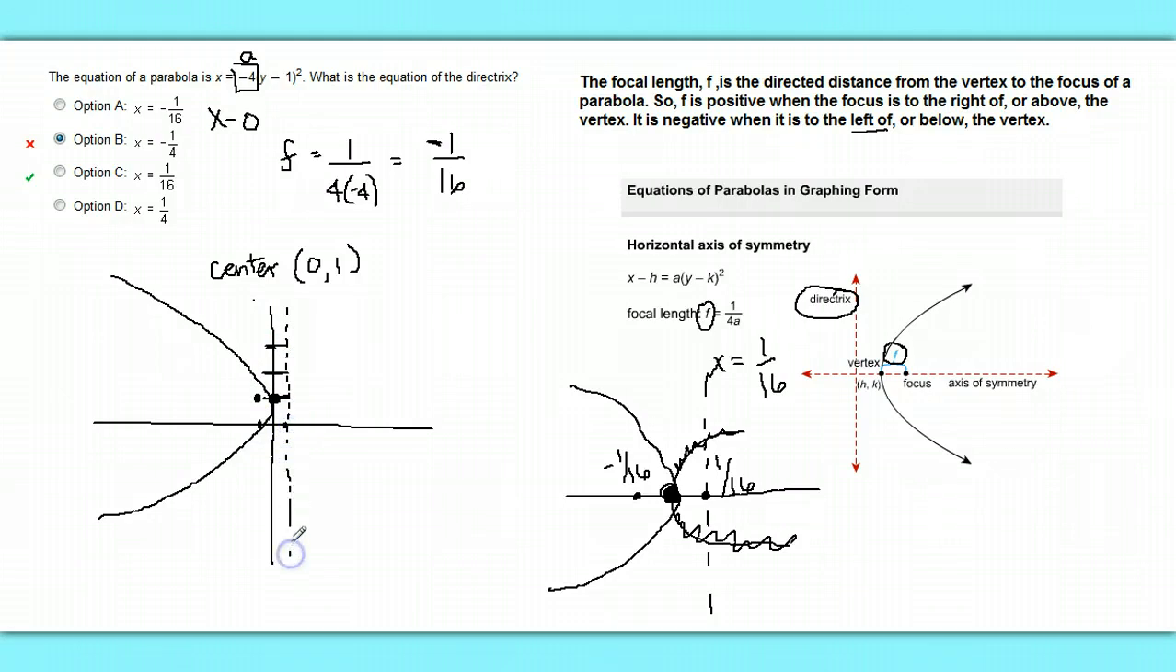a line there. And so that's why, again, it's x equals positive 1/16. If your center point was at something else, like if it was at 1, 1, you would have to take that x value and add the 1/16 to it to figure out what your equation for your directrix would be. I hope that helps.